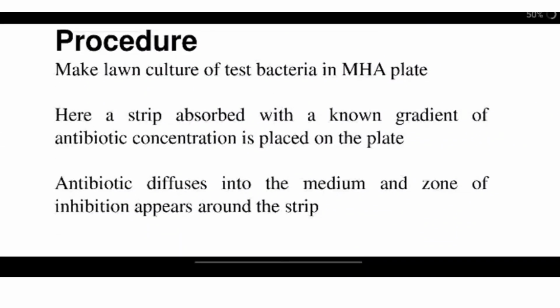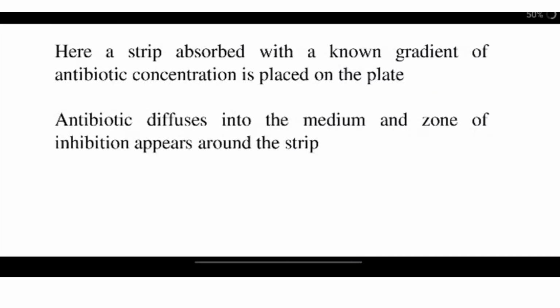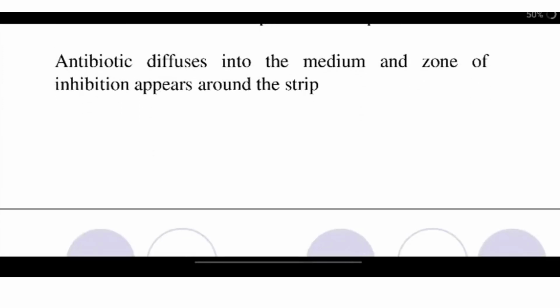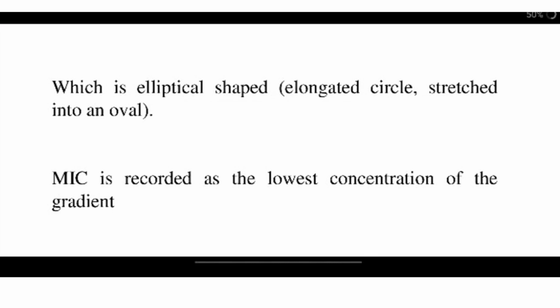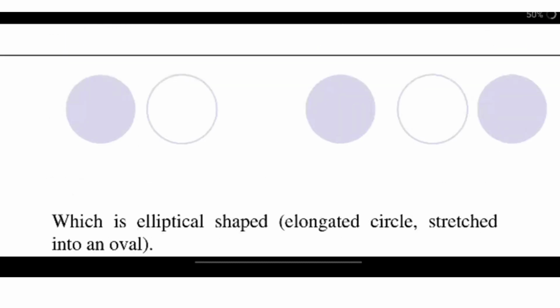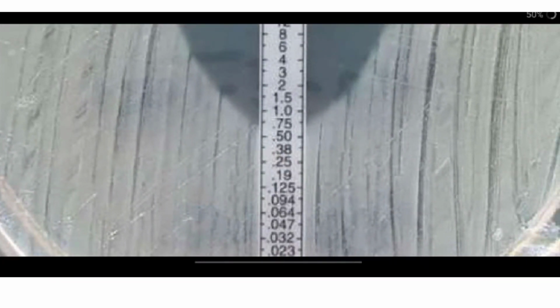Its procedure: make a lawn culture of test bacteria on an MHA plate. A strip absorbed with a known gradient of antibiotic concentration is placed on the plate. Antibiotic diffuses into the medium, and a zone of inhibition appears around the strip, which is elliptical shaped, an elongated circle stretched into an oval. MIC is recorded as the lowest concentration. So here the MIC is 0.75. See where the elliptical shape ends, it is the MIC value. Here the MIC value is 0.75.